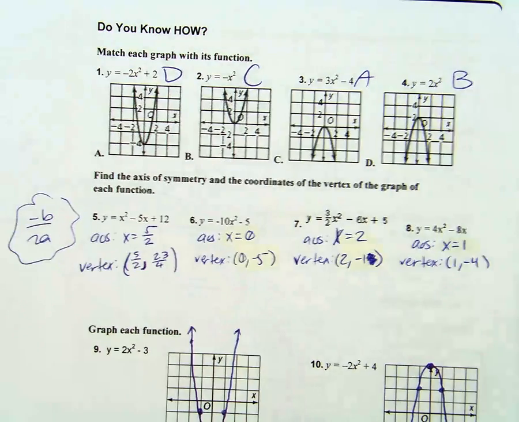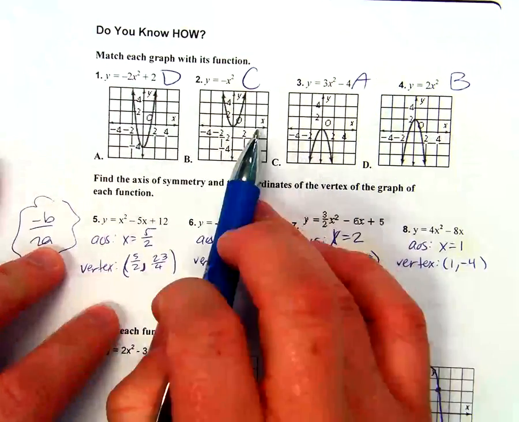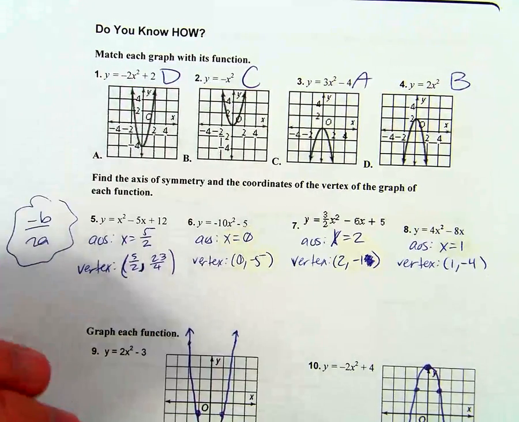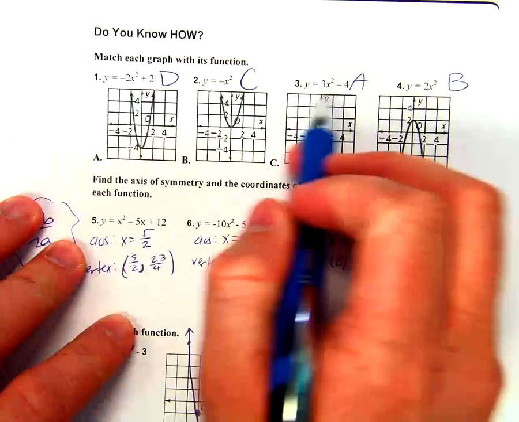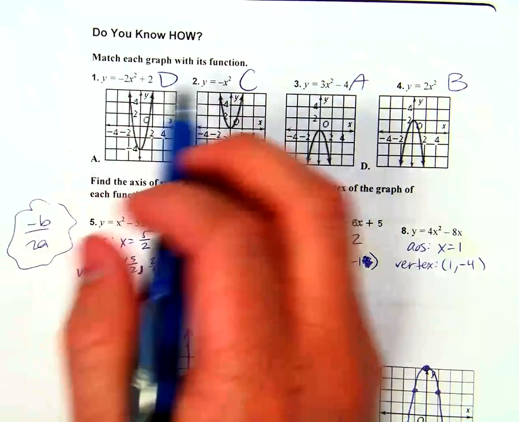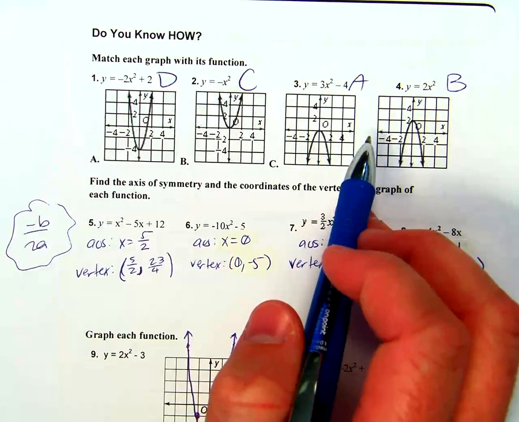For 1 through 4, what they're asking you to do is just look at the equation and decide what graph matches it. The really long way of doing this is to actually make an XY table for every single one of these. Plug numbers in, get numbers out, know exactly what points should be graphed, and then find them. That's the really long way.